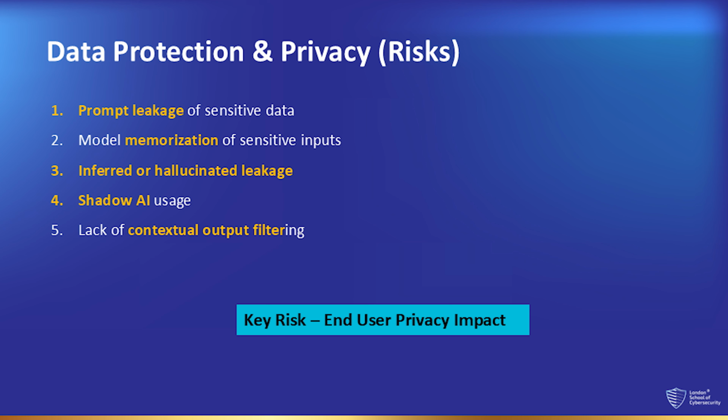Then comes hallucinated leakage. Prompt leakage is one thing, but what if the AI system is hallucinating, and I'm asking questions about me and it starts telling me information about you? That's not right. Or I ask, tell me about Priyanka Chatterjee, and it starts telling me about Priyanka Chopra. I'm asking about me. So those can be another data protection and privacy risk. Hallucination and inference errors need to be taken care of.